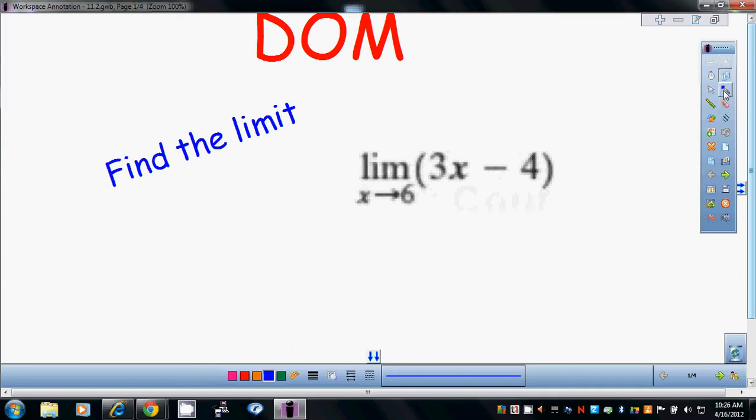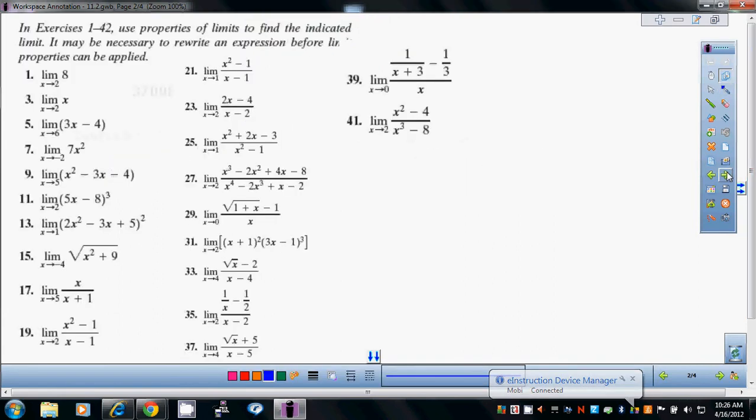Tell me the answer to this one. 14 is the correct answer. How did you get 14? Plug it in. And that's what we're doing all day today. We're doing more limits, and you're just going to plug them in. The only time you have to do something other than that, and do the point check, is when you get a 0 in the denominator. So just more of the same.